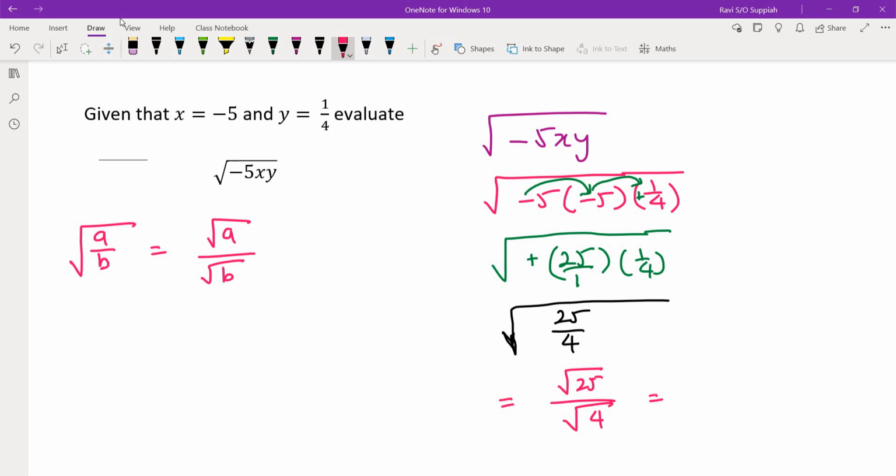And that will be 5 over 2, and as a mixed number is 2.5. So that's the final answer here.